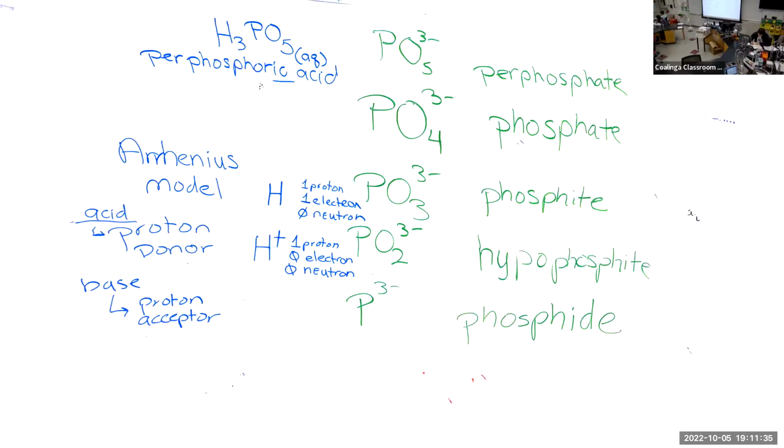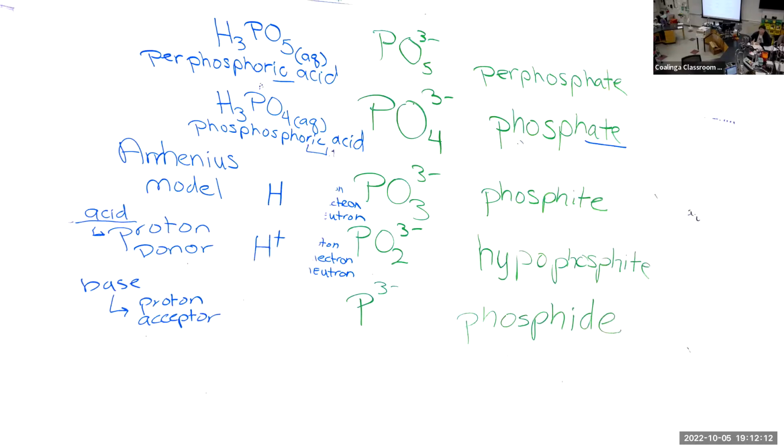If I add 3 H pluses to PO4 aqueous, this becomes phosphoric acid. So if my ion ends with ATE, I'm going to replace it with IC and acid when I put H pluses in front of it. Okay.